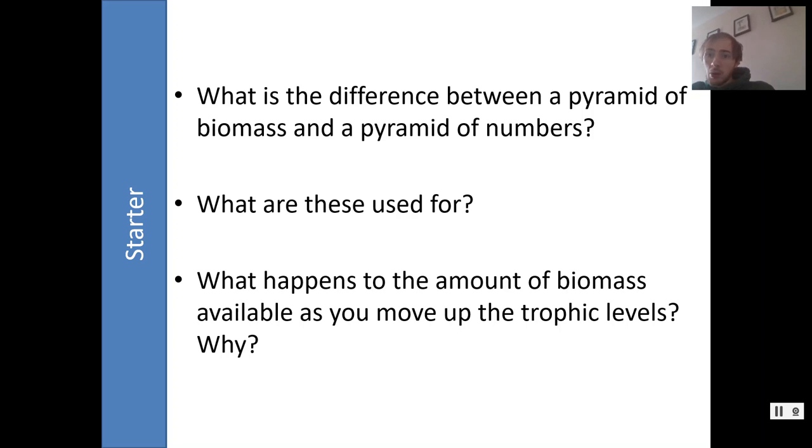Why? Well, it goes down because you waste energy on heat from respiration, on movement. You also lose some through excretion, some through not eating a whole organism, and you lose some in growth.